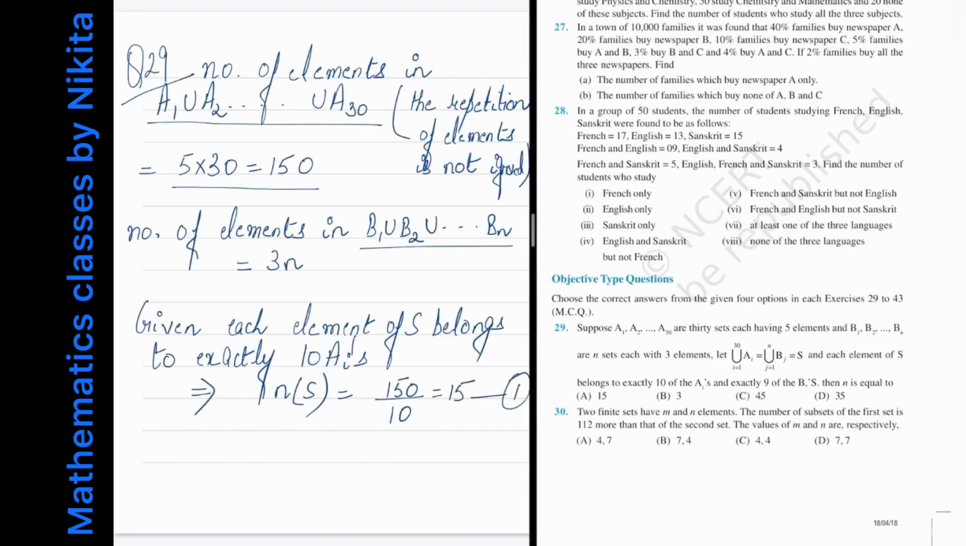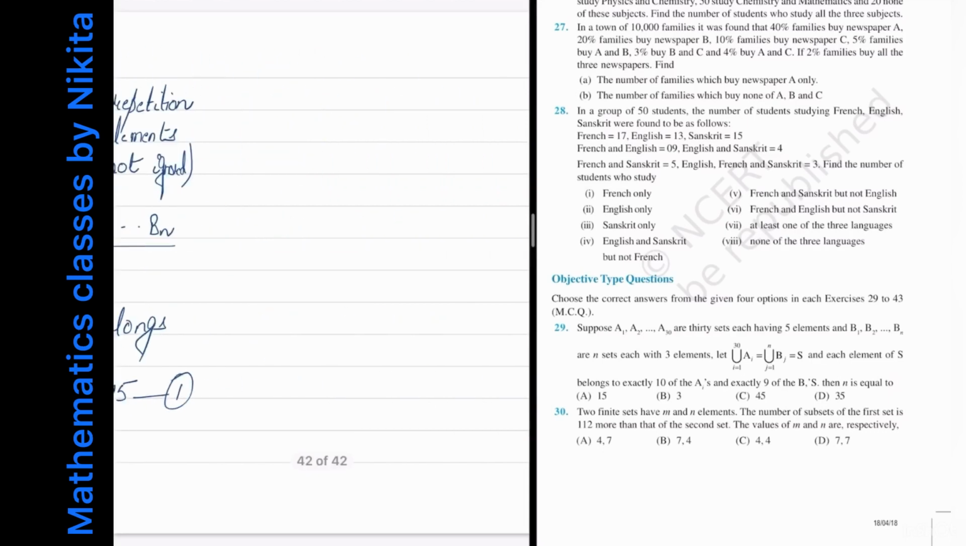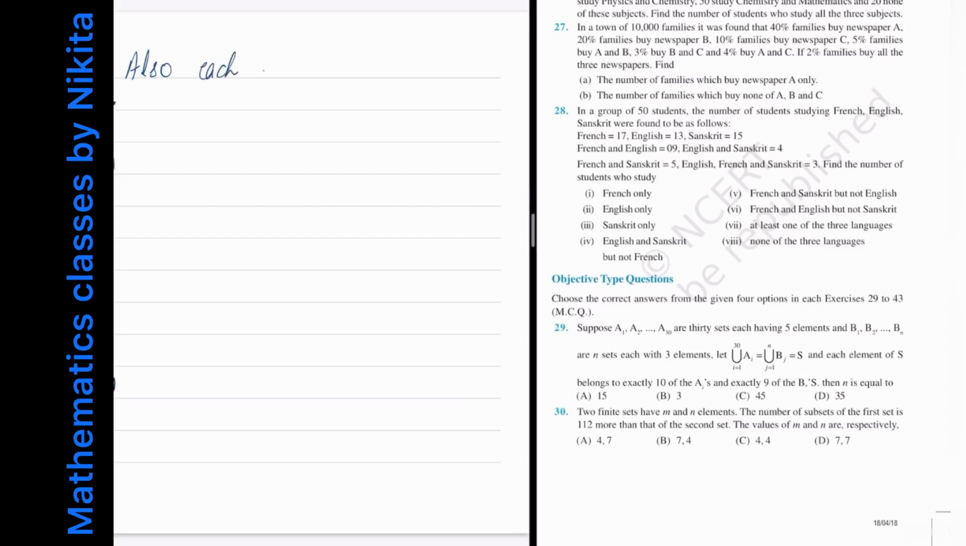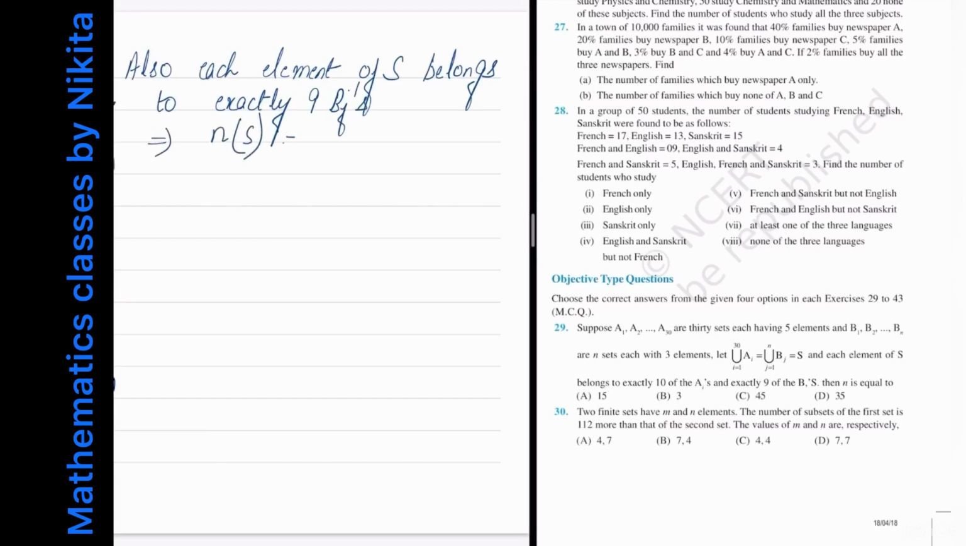Okay, now next it is given that each element of S belongs to exactly 9 of the Bj's. So also each element of S belongs to exactly 9 Bj's, and this implies again we are finding the cardinality of S in terms of number of elements in union of Bj's. This is equal to 3n divided by 9.